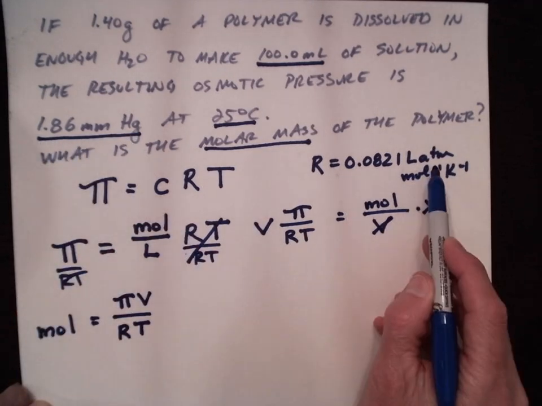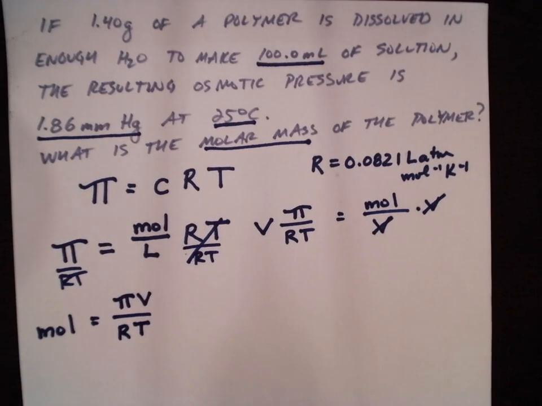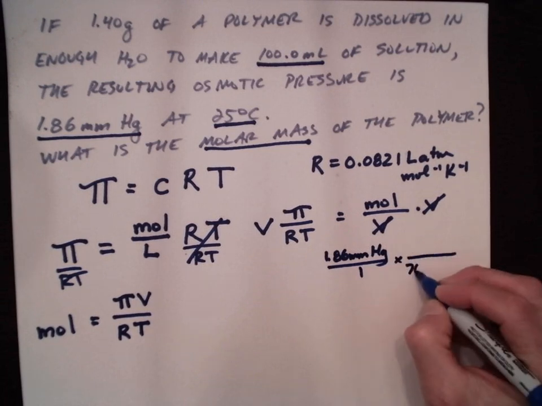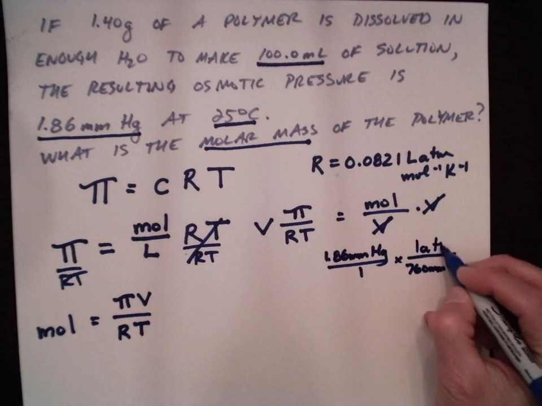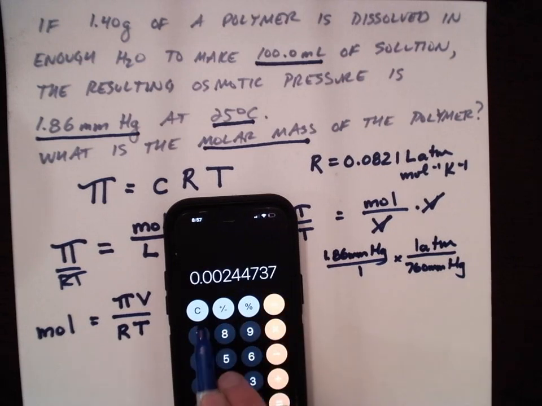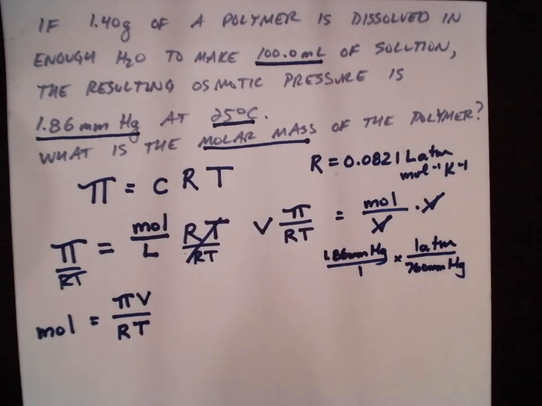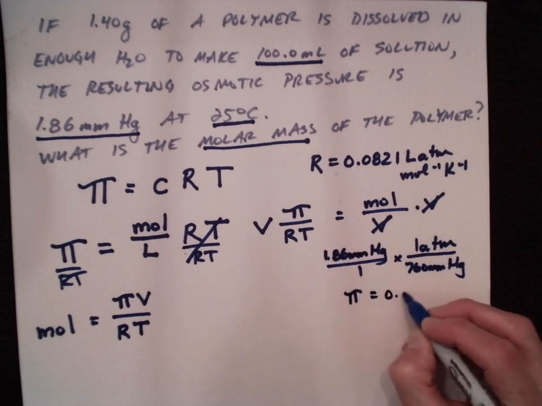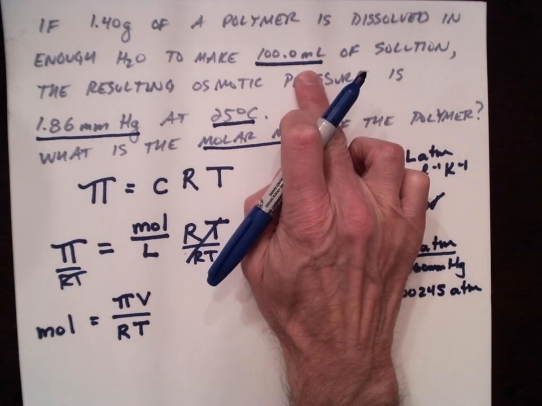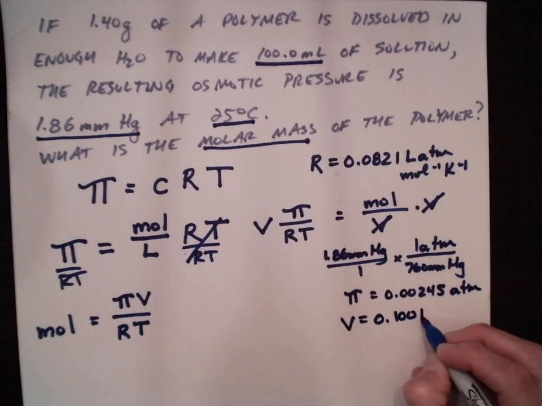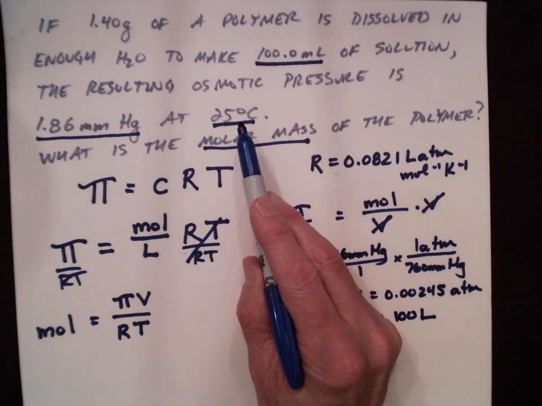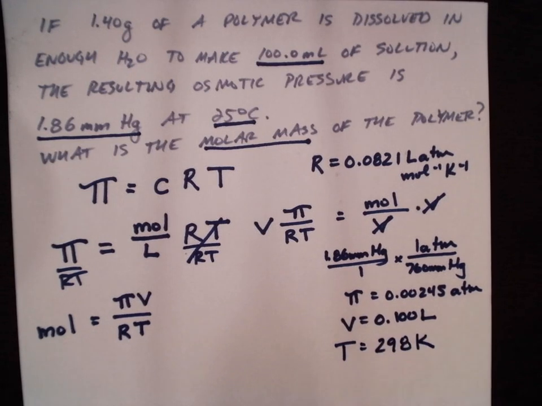Well, my pressure's not in the right units. I need those in atmospheres, and I have those in millimeters of mercury. And we know how to fix that. We're going to take our 1.86 millimeters of mercury, and recognize that there are 760 millimeters of mercury in 1 atmosphere. 1.86 divided by 760, that's pretty small, 0.00245, rounding up. So my pressure is going to be 0.00245 atmospheres. My volume is 0.1 liters, since 100 mils is 0.1 liters. My gas constant I've got here, and for my temperature, I'm going to add 273 to 25, which is 298 Kelvin. I think I got everything.